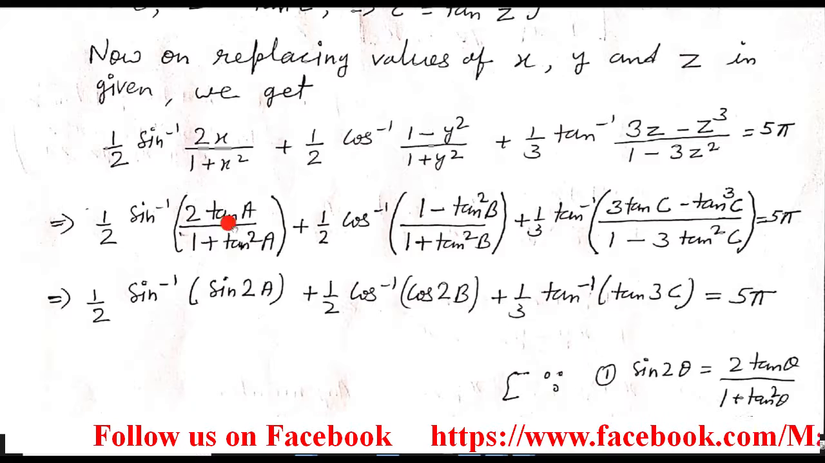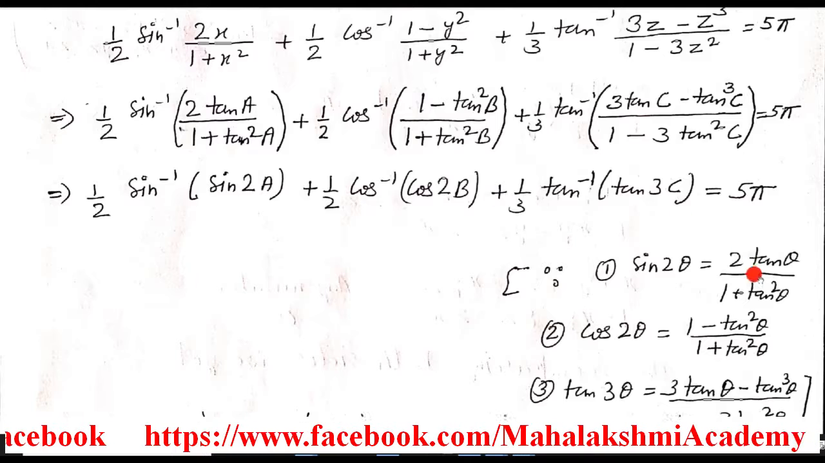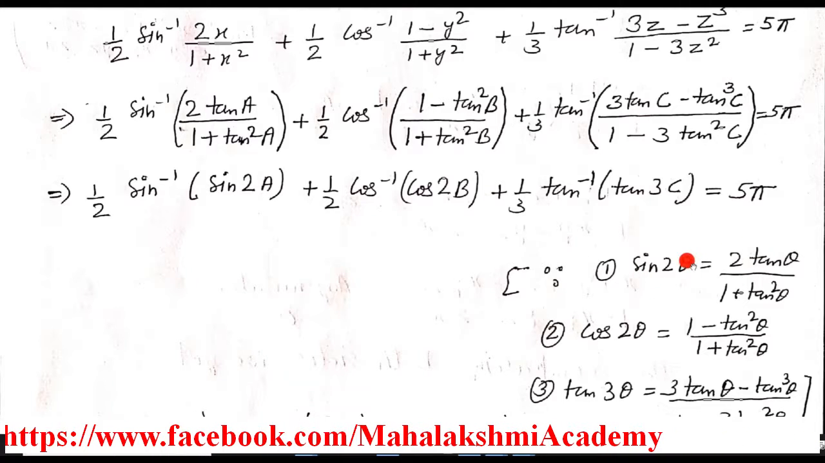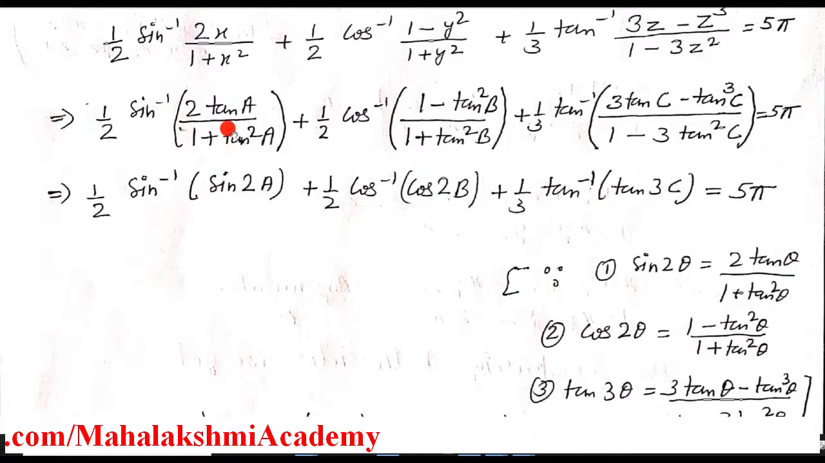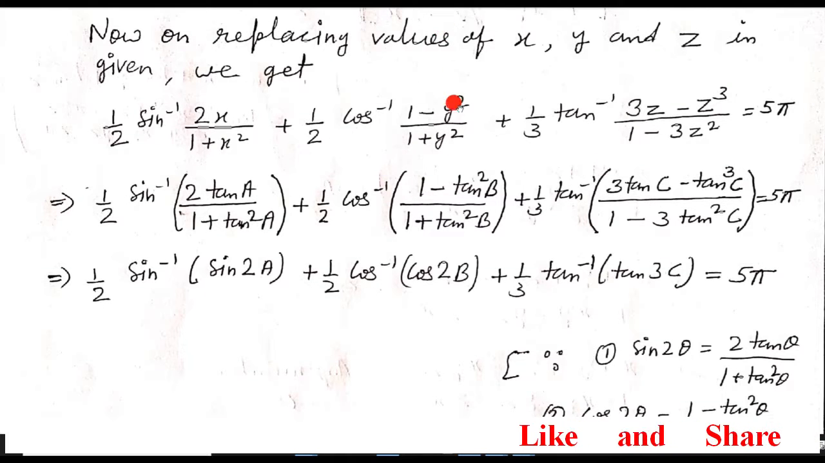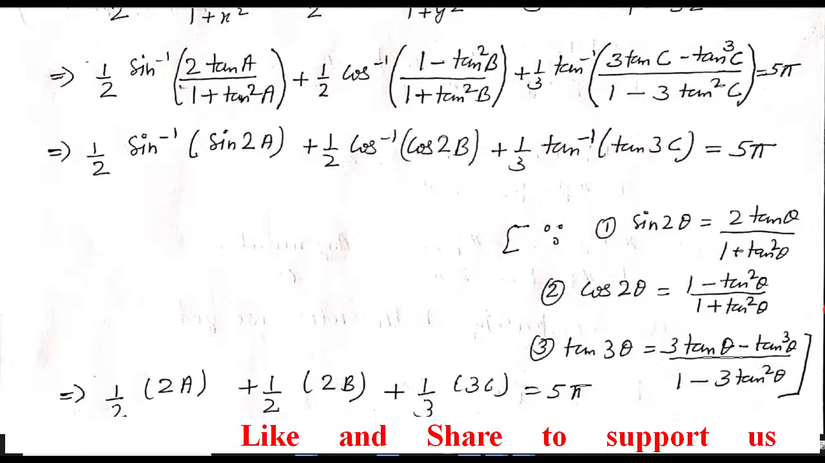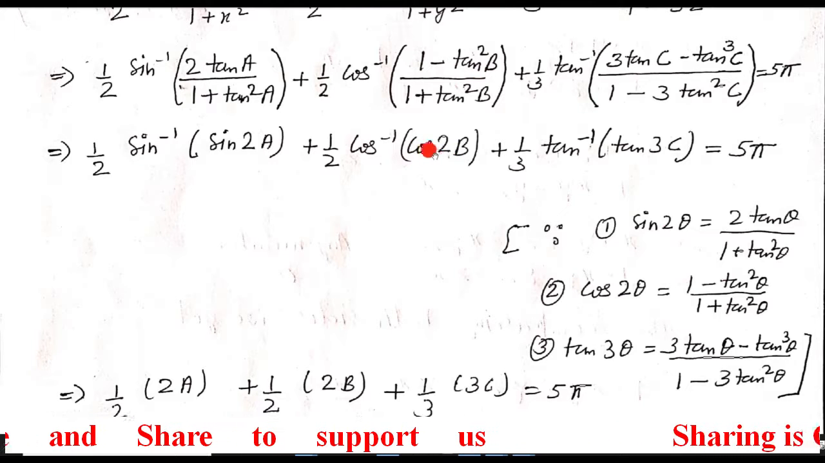After substitution, instead of x we have tan a. Just observe this properly: you will find that it is in the form of sin 2 theta. So what is theta here? Theta is a here. That's why this complete term converts to sin 2a. Why did we change into sin? Because sin inverse and sin can remove each other. In the same way, when we replace y by tan b, just observe this complete step. That is the formula of cos 2 theta, and instead of theta we have b here, so it's the formula of cos 2b.